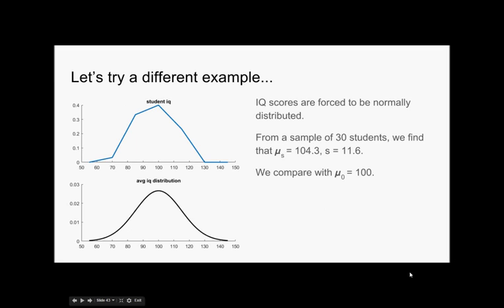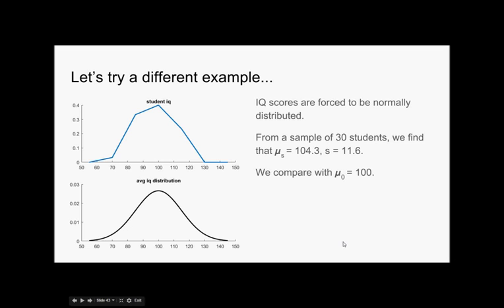So let's actually try an example with an actually normally distributed distribution. IQ scores are actually forced to be normally distributed, and you'll see the average IQ distribution on the bottom, and it has a mean of about 100 and the standard deviation of about 15, and the scores have been formulated to follow a normal distribution. Now, the sample that we have is 30 students, and we find that their mean IQ is about 104.3 with a standard deviation of 11.6. So we want to know whether these students have an IQ that is significantly different from the mean IQ.